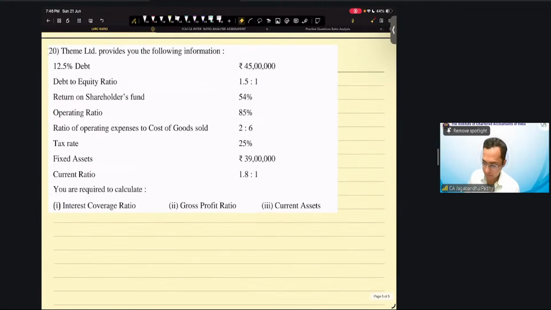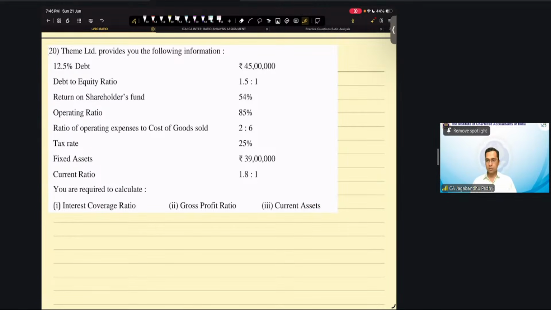Okay, so let's take up this question now. We have the information about the debt to equity ratio, return on shareholders fund, operating ratio, and the ratio of operating expense to COGS. Tax rate is 25%. Fixed asset is 39 lakh. Current ratio is 1.8:1. We have to compute the interest coverage ratio, gross profit ratio, and current assets.